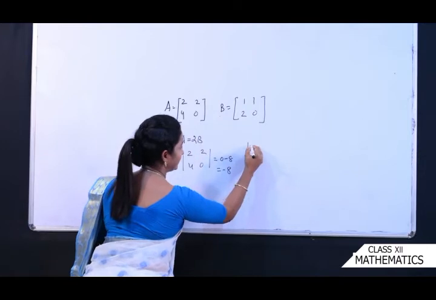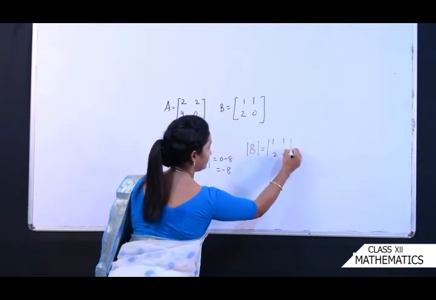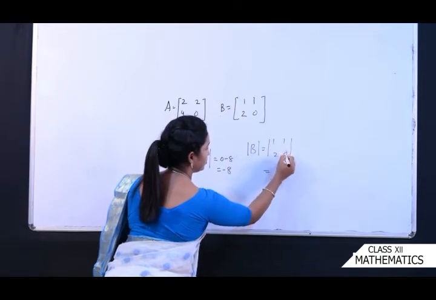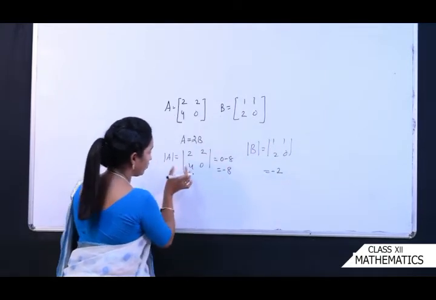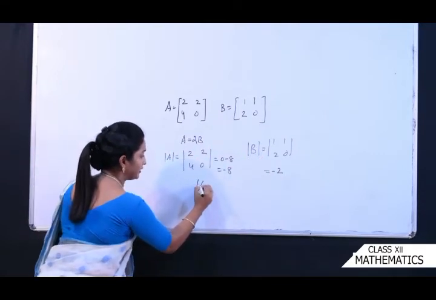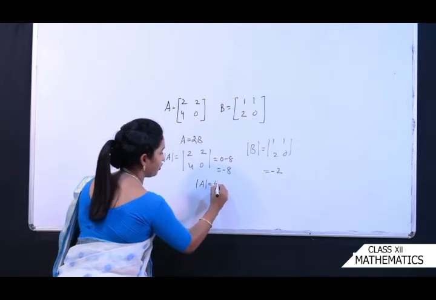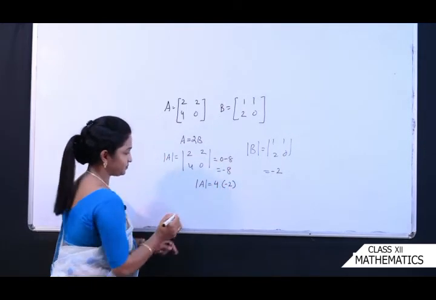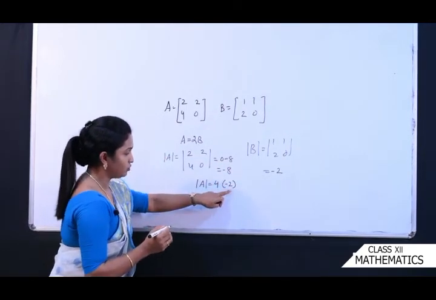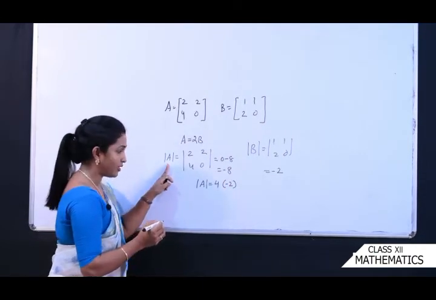Now, when you find the determinant of B separately, 1, 1, 2, 0, you see what you are getting? 0 minus 2, it is minus 2. Now what is the relation between determinant A and determinant B? The relation is determinant A is equal to 4 into minus 2. When you do it, you are getting minus 8, and that is what you are getting for determinant A. Okay, so this is the relation.